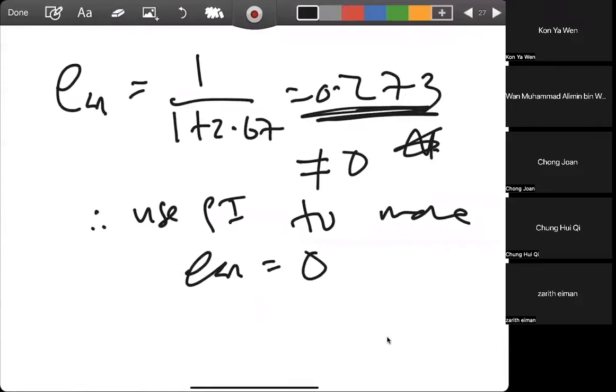What would be the circumstance for us to use KV for the error? No, the original system is type 0, so we must maintain using KP. If the original system is type 1, then you use KV. So it depends on the original system.